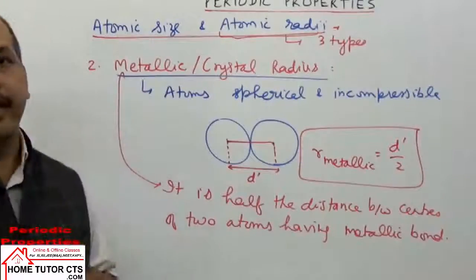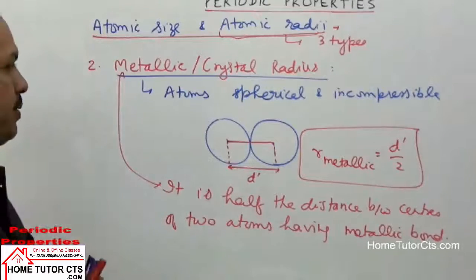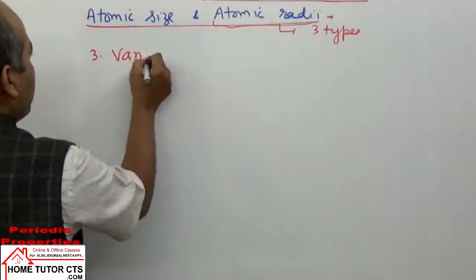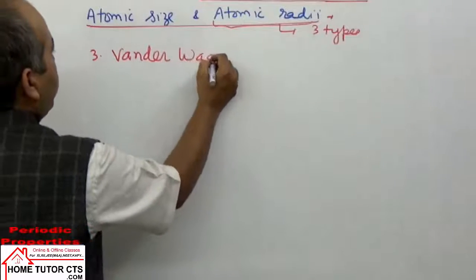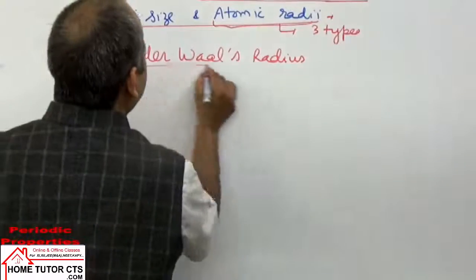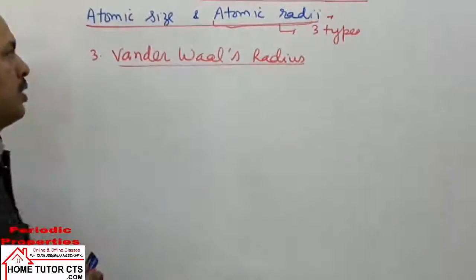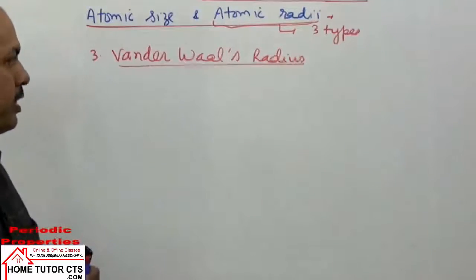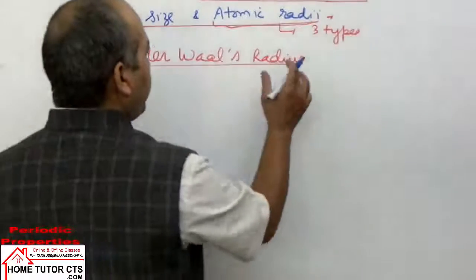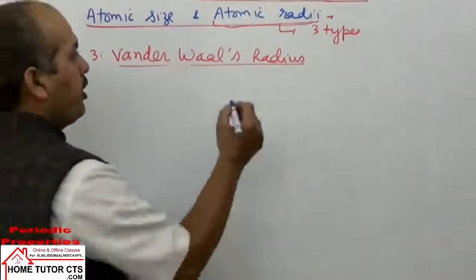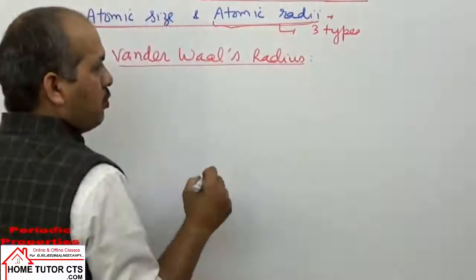Now the third is van der Waals radius. Let us take the third one, called van der Waals radius. It is taken for gases. In gases, separate molecules are taken for calculation of van der Waals radius. So how do we define it? Write down the first definition.